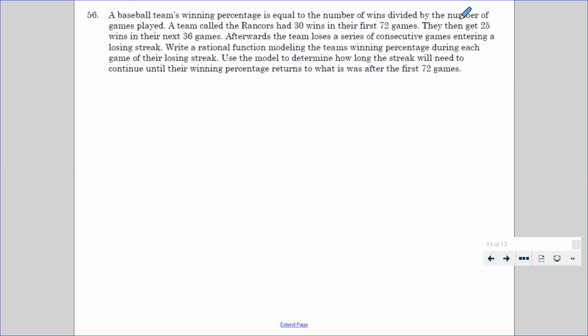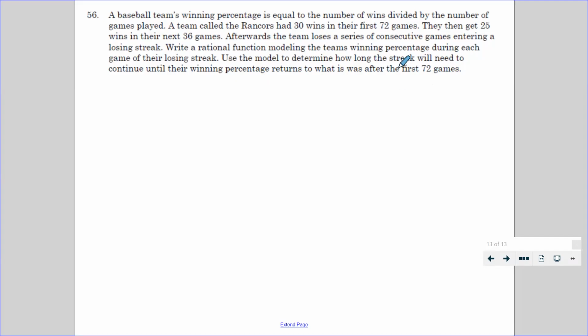They then got 25 wins in the next 36 games. And then they go on a huge losing streak. They lose a series of consecutive games, entering a losing streak. And we're going to write the rational function modeling the team's winning percentage during each game of their losing streak. Then we're going to use the model to determine how long the streak will need to continue until their winning percentage returns to what it was after the first 72 games.